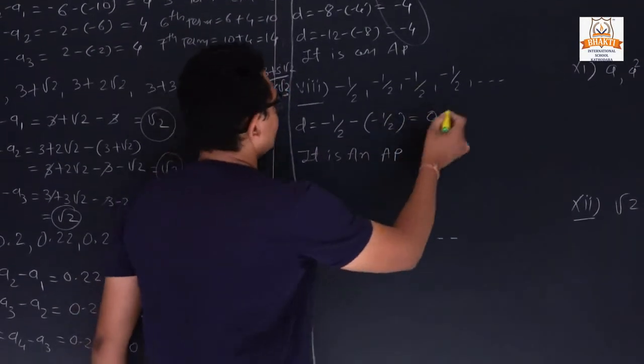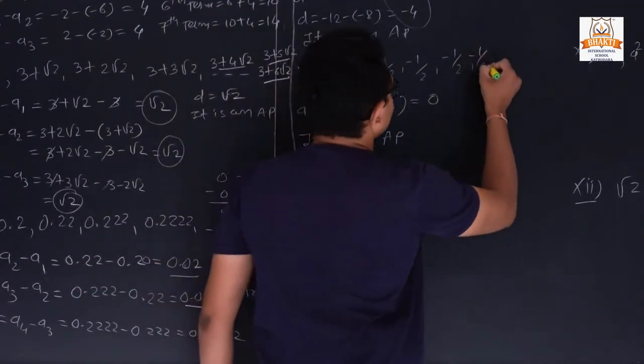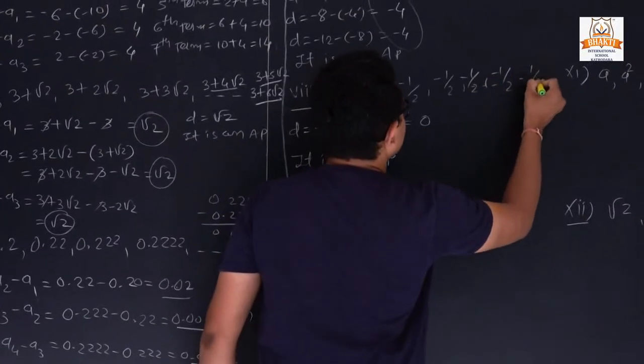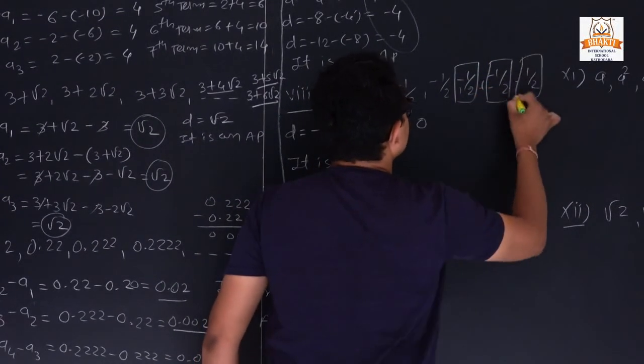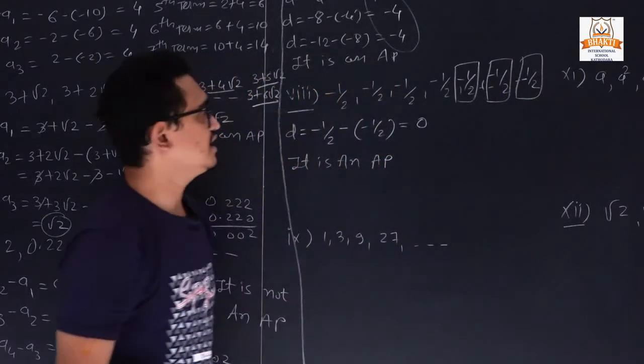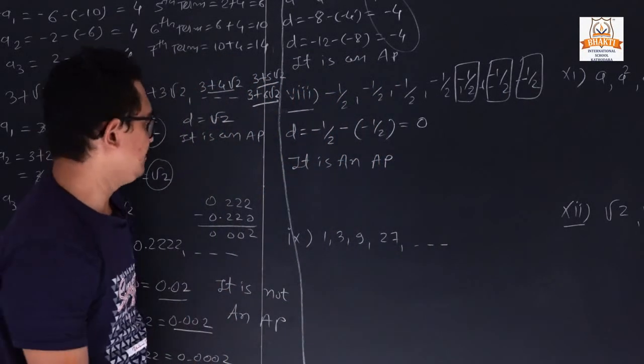The difference is 0, so the next 3 terms will be 1/2, 1/2 and 1/2, because the difference is 0. Every time the term will remain the same.